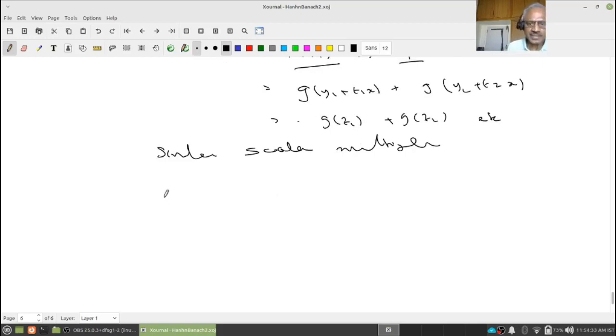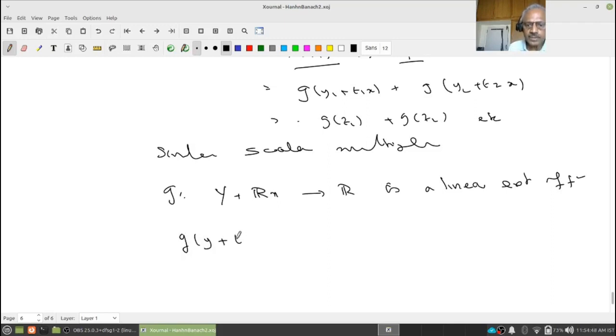Therefore, I had extended. So g from y plus Rx to R is a linear extension. But what do I want? I want g of y plus tx, that is z, to be less than or equal to p of y plus tx. For every z, that is for every y in Y and for every t in R, this must happen.